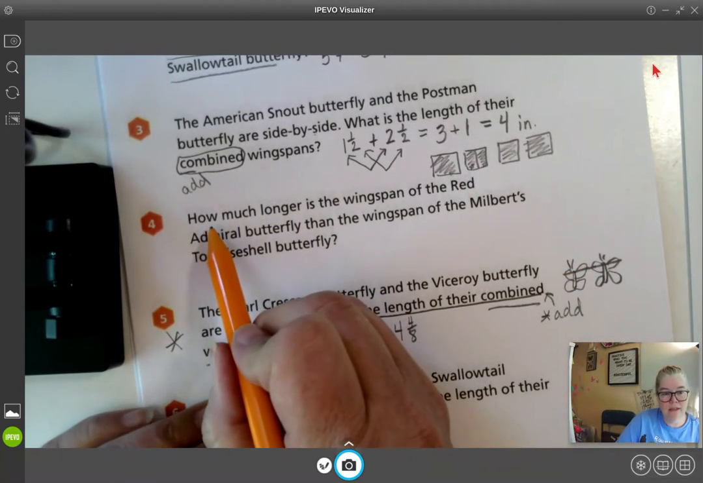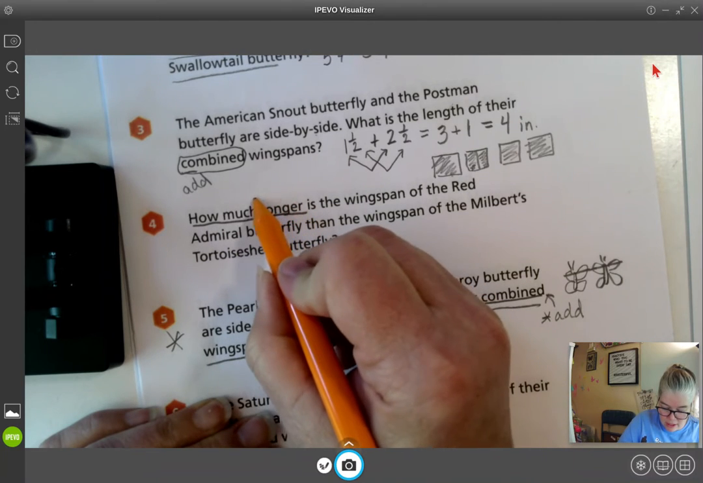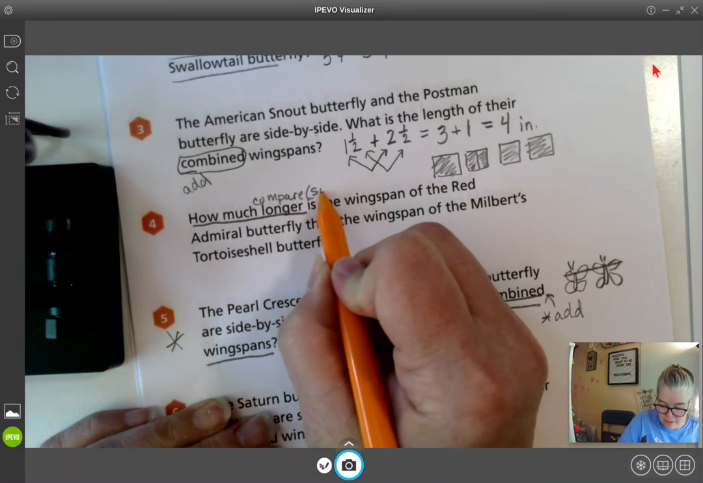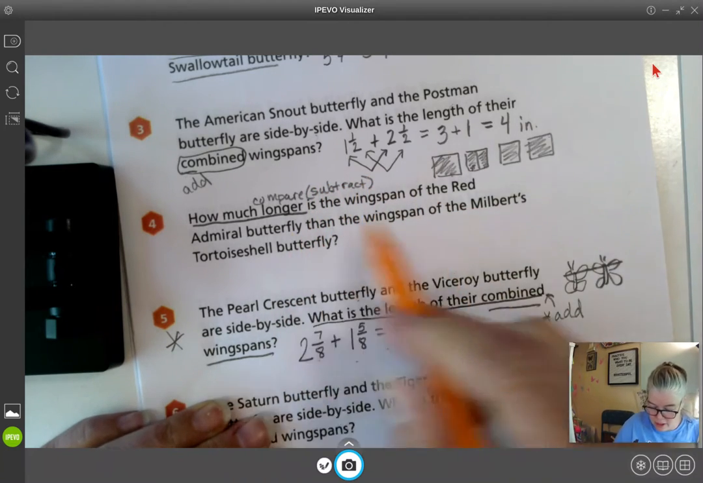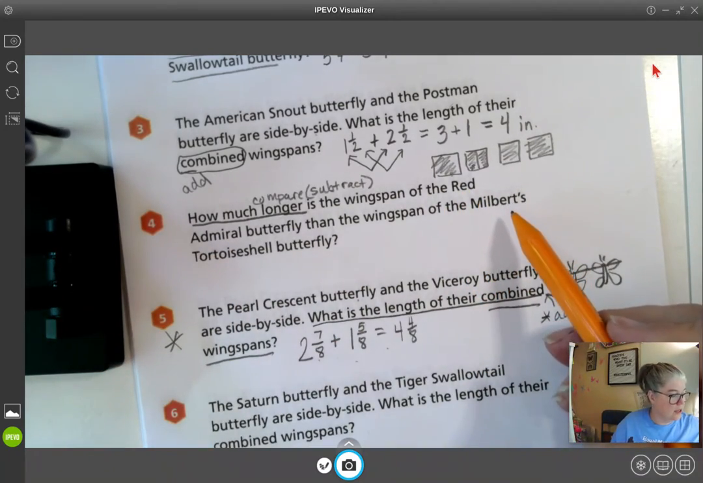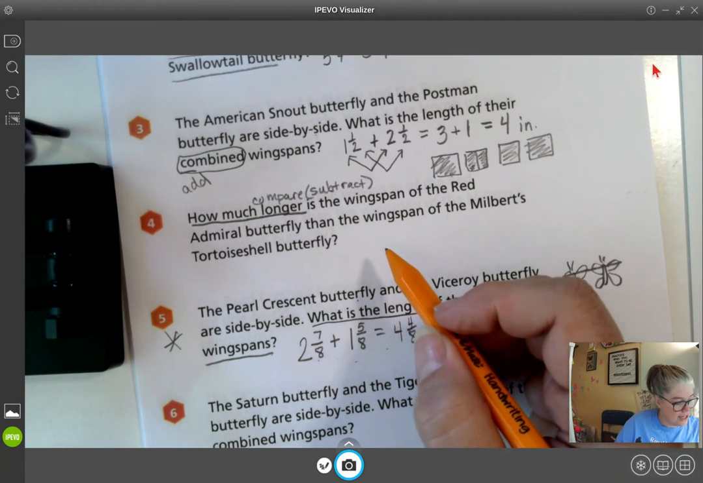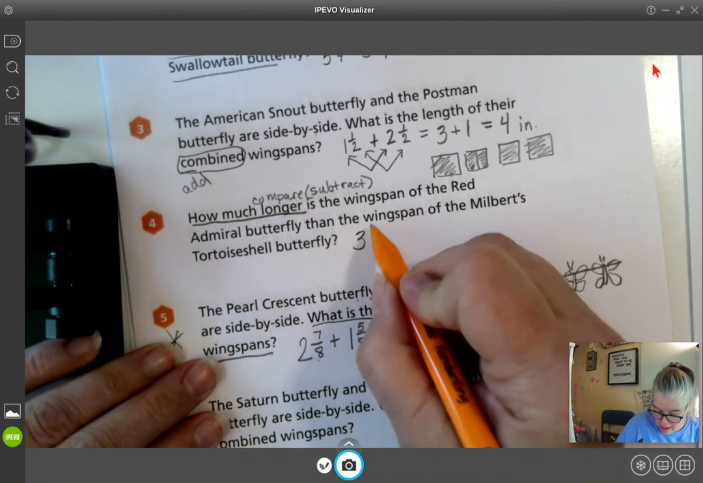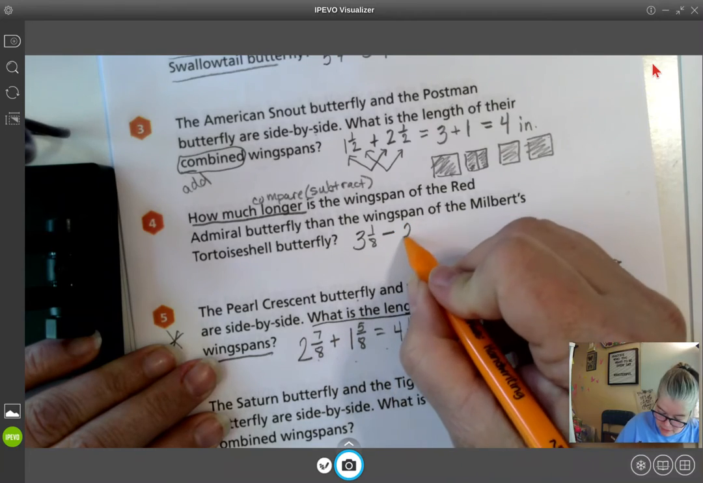All right, let's look at the next one. How much longer? I know that I'm going to compare. That means I need to subtract on this one. How much longer is the wingspan of Red Admiral butterfly and Milbert's tortoise shell? Red Admiral is 3 1/8. Milbert's tortoise shell is 2 5/8. So I need 3 1/8 minus 2 5/8.